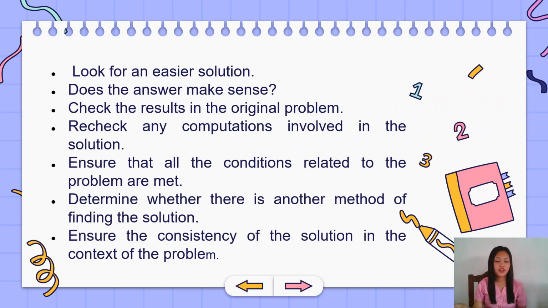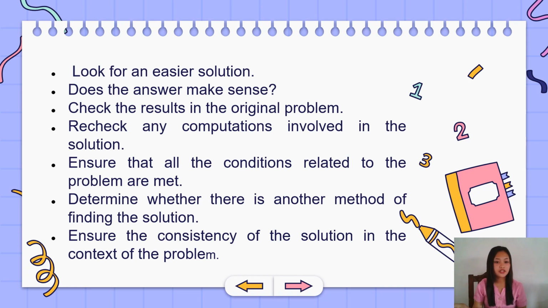These are also the things that we need to consider. So first, look for an easier solution. Second, does the answer make sense? Third, check the results in the original problem. And then recheck any computations involved in the solution. Ensure that all the conditions related to the problem are met.